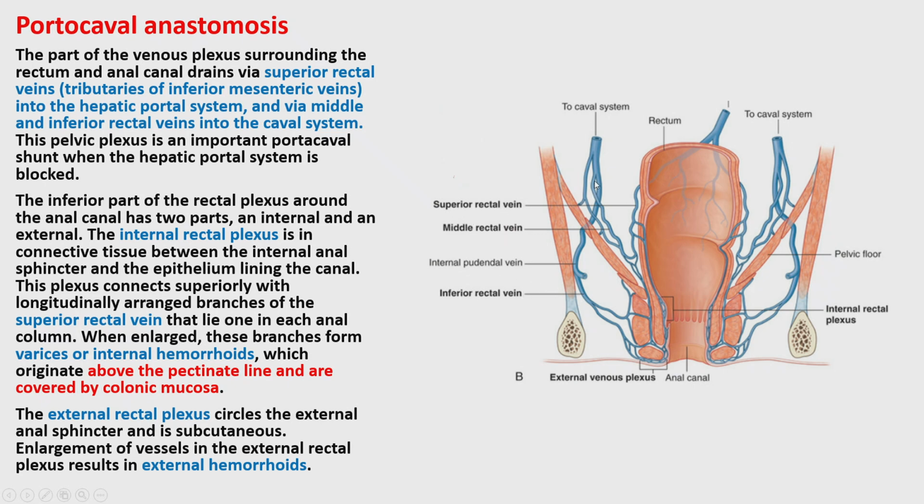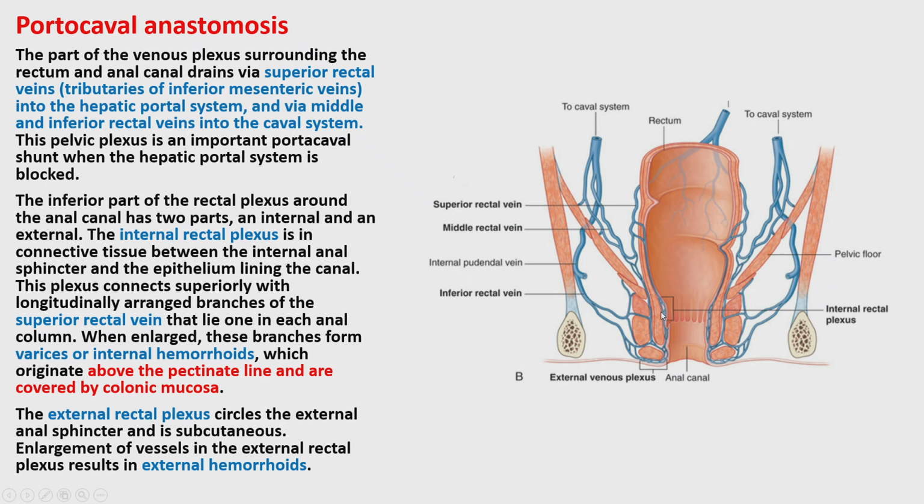The superior one is draining to the inferior mesenteric, to the portal system, and the middle and inferior via the internal pudendal and internal iliac, it's going to the caval system, the inferior vena cava. So in the case of liver disease, those veins become dilated.